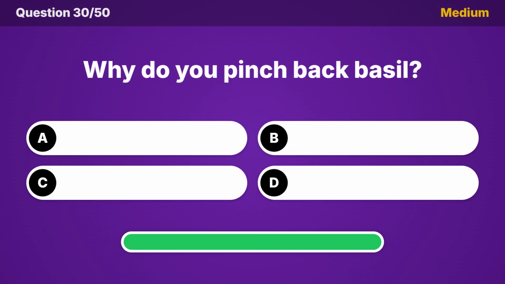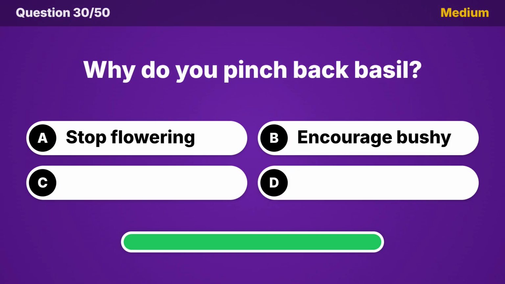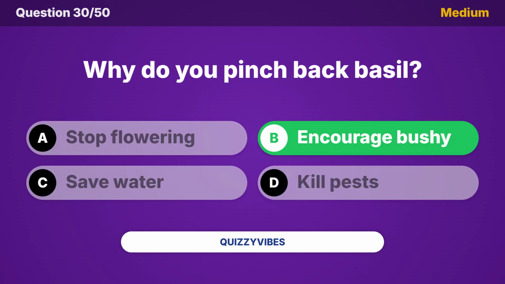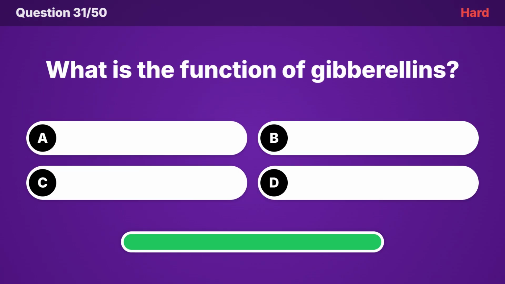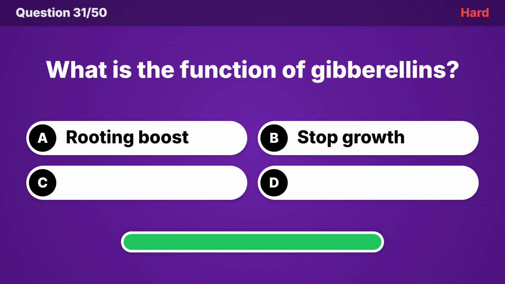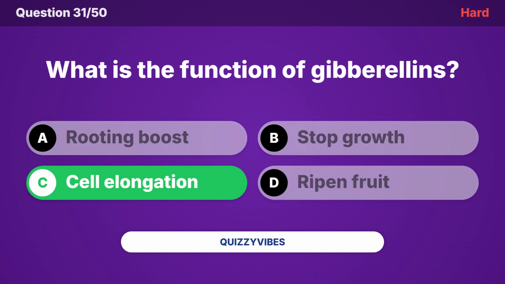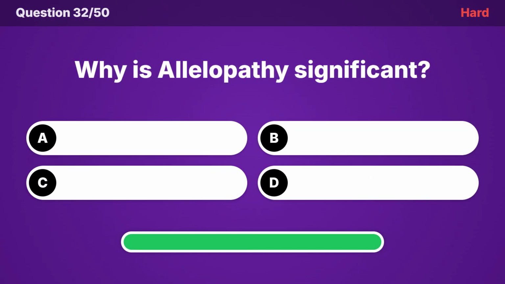Why do you pinch back basil? Time's up. It's encourage bushy. What is the function of gibberellins? Answer. Cell elongation. Why is allelopathy significant?